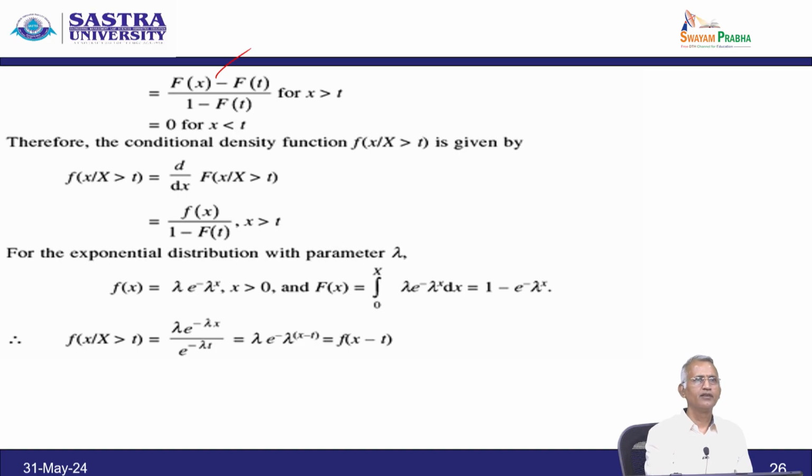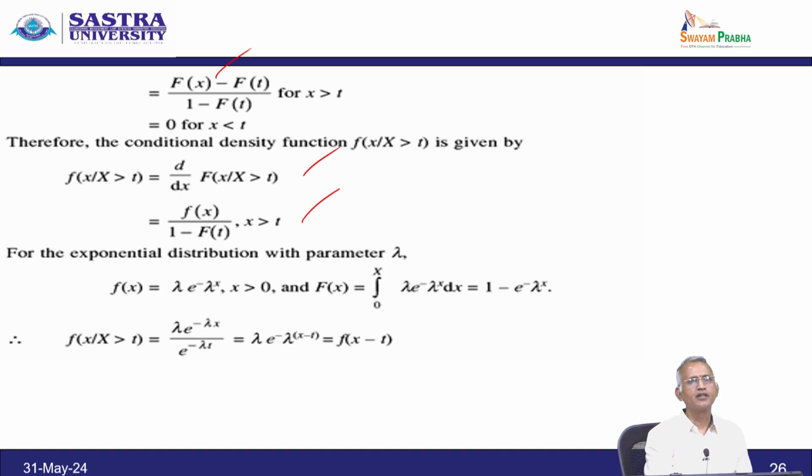For the conditional density function, f(x | x > t) is the derivative of the given distribution function. Therefore, d/dx of F(x | x > t), and this implies f(x) / (1 − F(t)).